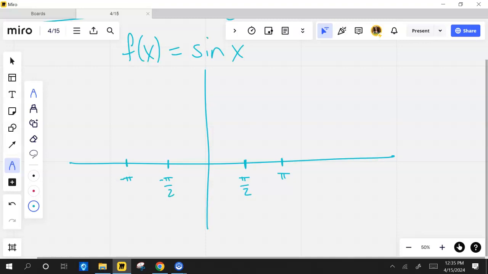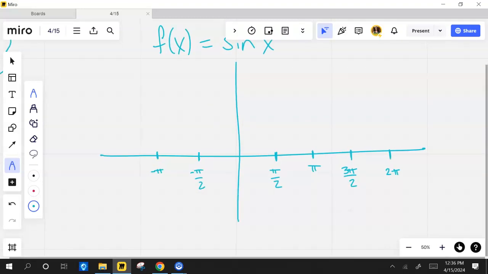So notice if I've got pi over 2 and then pi, what should the next one be? 3 pi over 2. What should the next one be? 2 pi. Where am I getting these values? Where have you seen them in the unit circle, right? Every half pi here. My hope is because we've really been hitting that unit circle hard that this is going to make a little more sense to you.